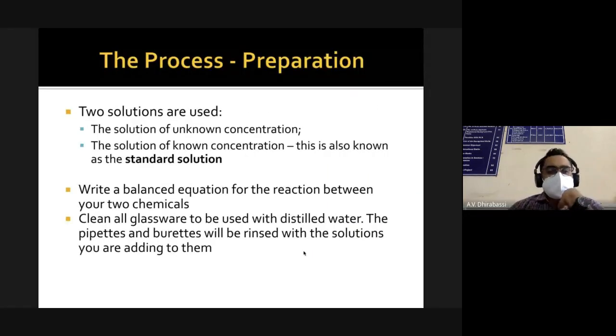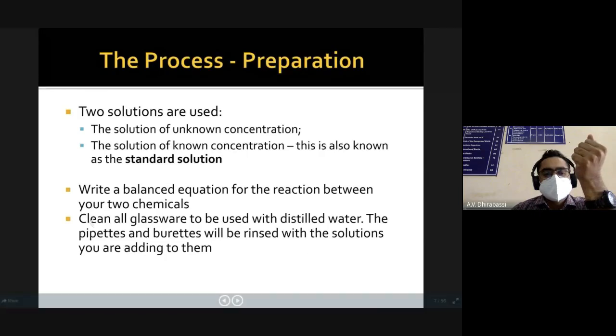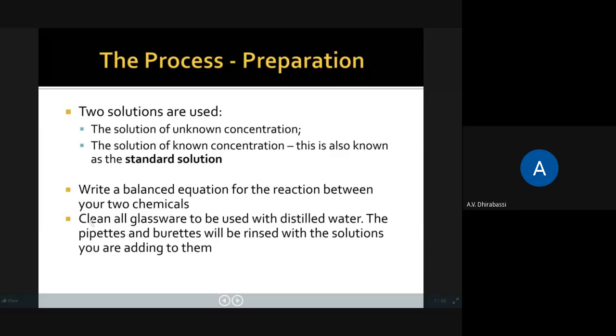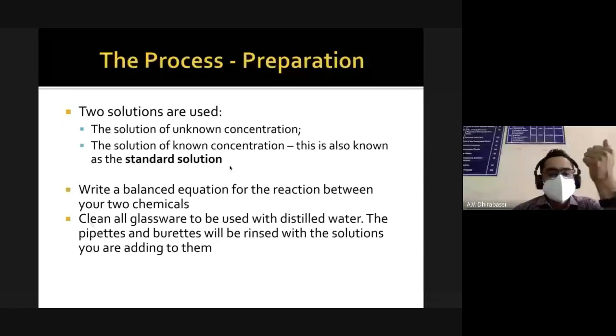Now the process of preparation: how we have to prepare the solution. Two solutions are used: a solution of unknown concentration and a solution of known concentration. The one of known concentration is known as a standard solution.